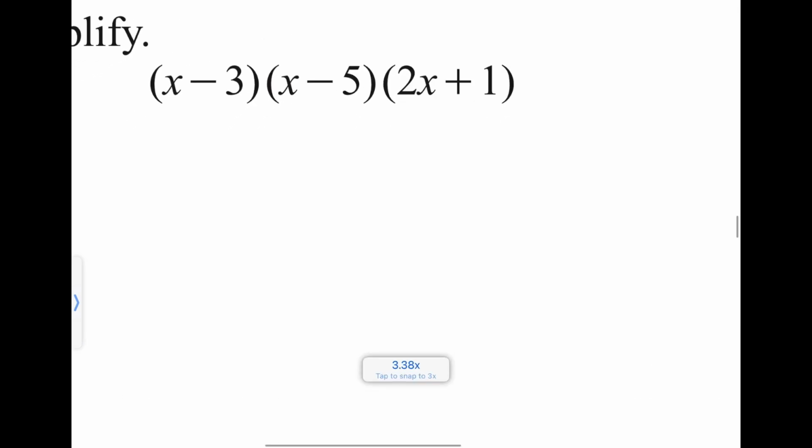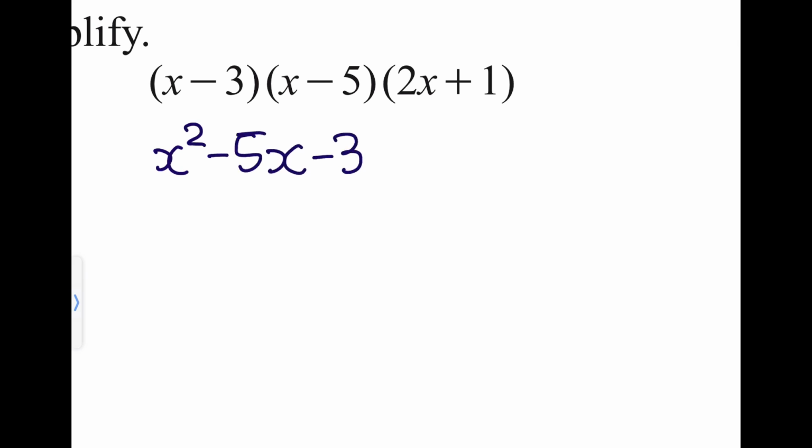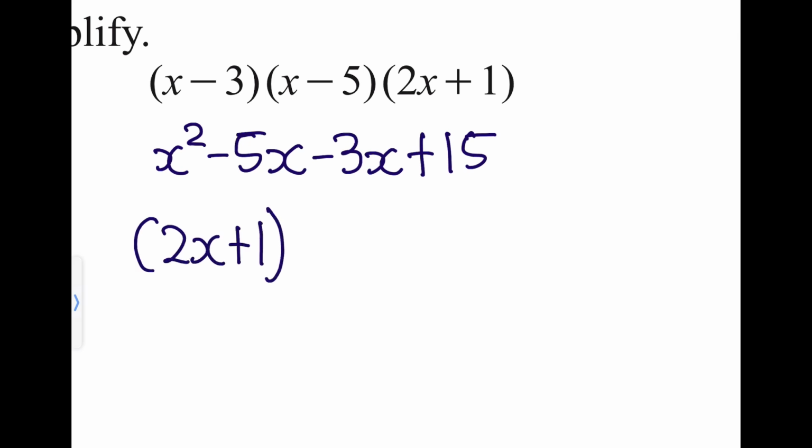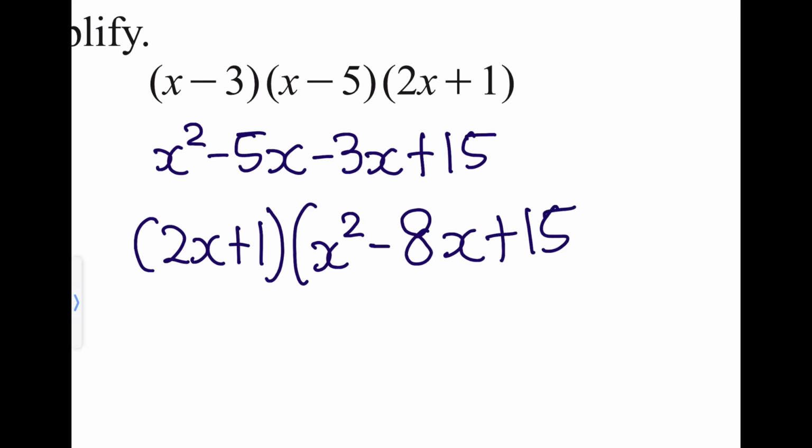Now we are moving on to the next question. It asks us to expand and simplify. Relatively easy. x into x would be x squared. x into minus 5 is minus 5x. x into negative 3 is negative 3x, and negative 3 into negative 5 is positive 15. We still have to multiply it, so we keep it here. And x squared minus 8x plus 15.